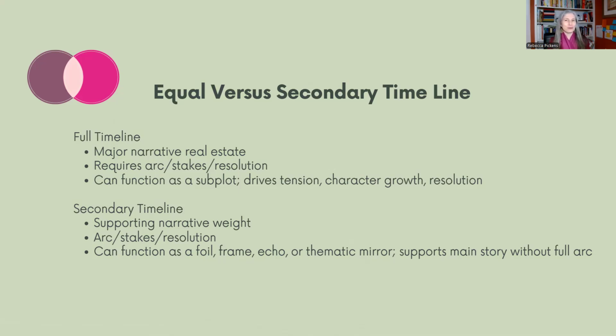But we also have this really interesting tool we can think about, which is called the secondary timeline. And that's really what Lori's question is digging into. This is a timeline that doesn't necessarily have the same length, the same scope, the breadth that your full timeline has. It doesn't have to have an arc, stakes, or resolution. It can simply function as a foil. It can frame some kind of a theme. It can echo something else in your main timeline. It's there to support the main story without actually providing a full arc.